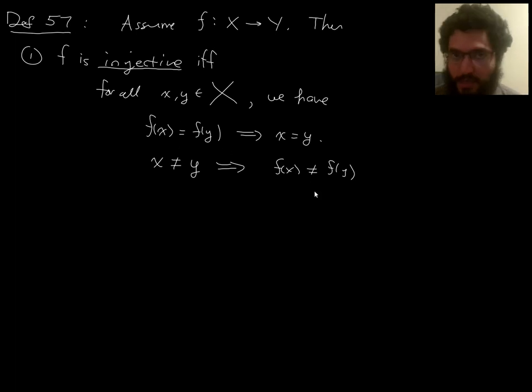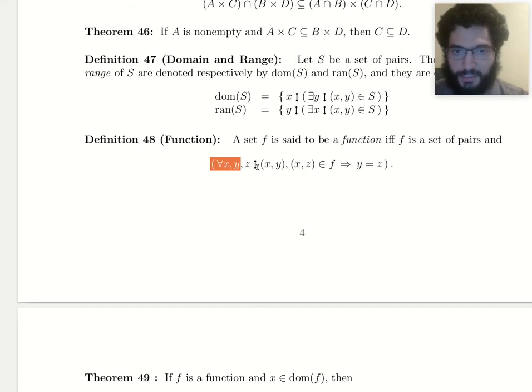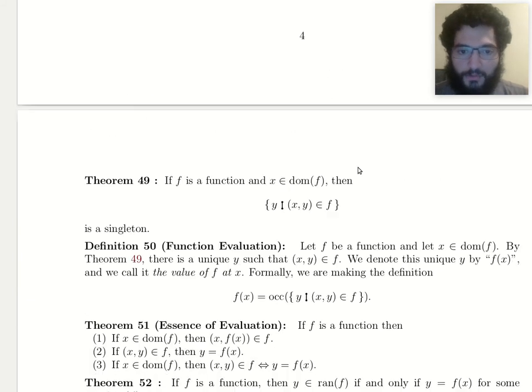But you can state it in terms of pairs and pair membership, just like we did for the definition of being a function. What I'm referring to by the definition of being a function is Definition 48, this big for all x, y, z condition. It says, whenever two pairs are in f with the same first position, the second positions must also be the same.